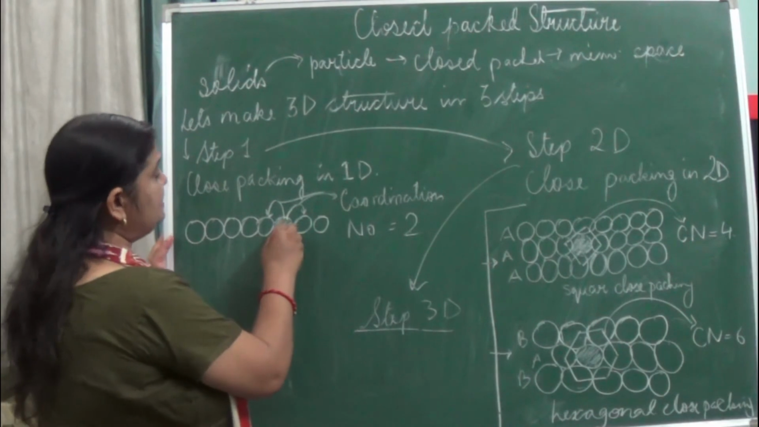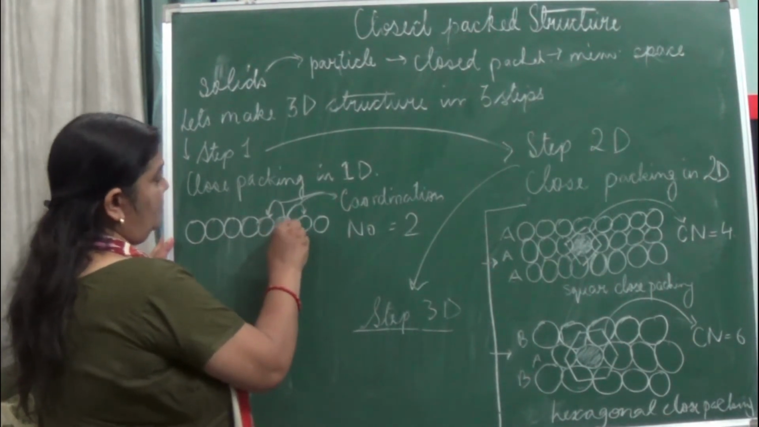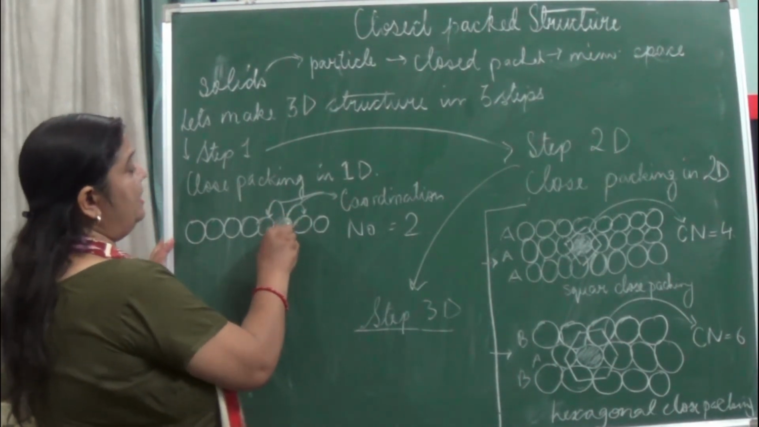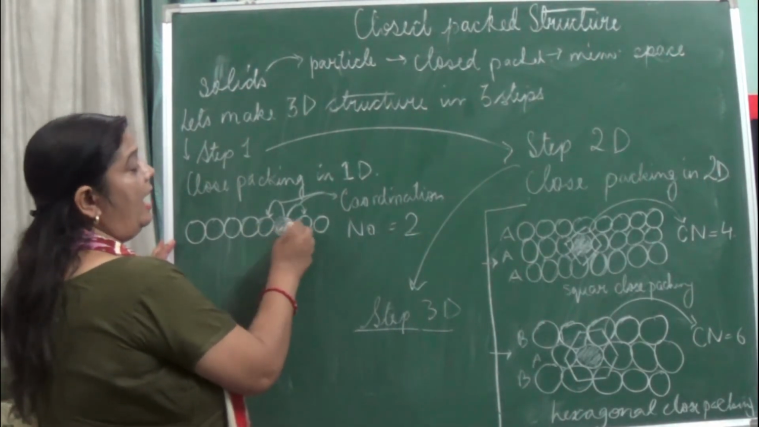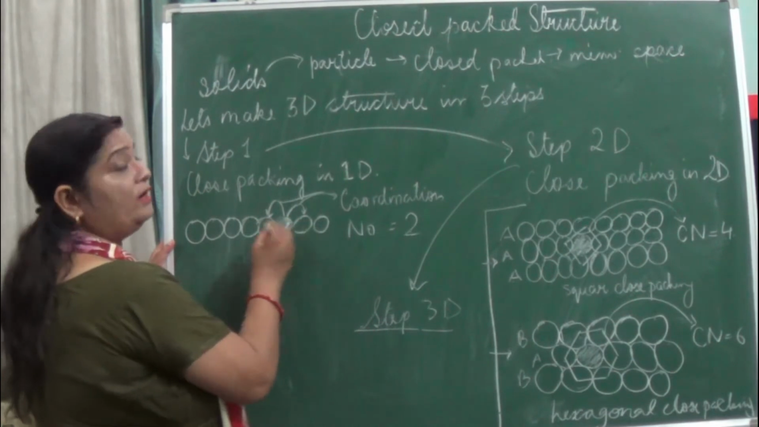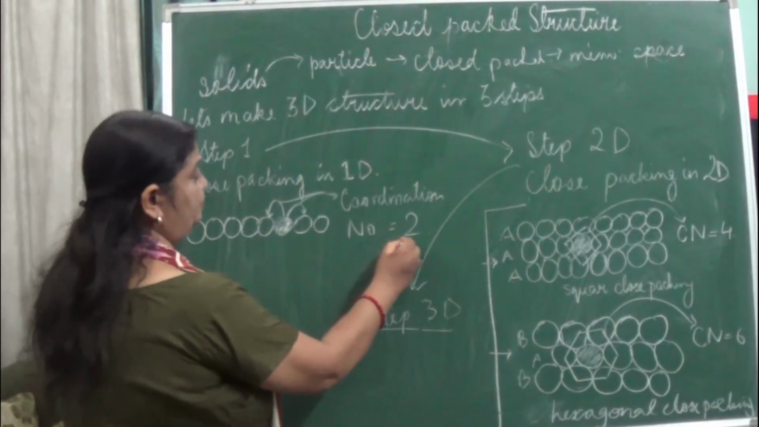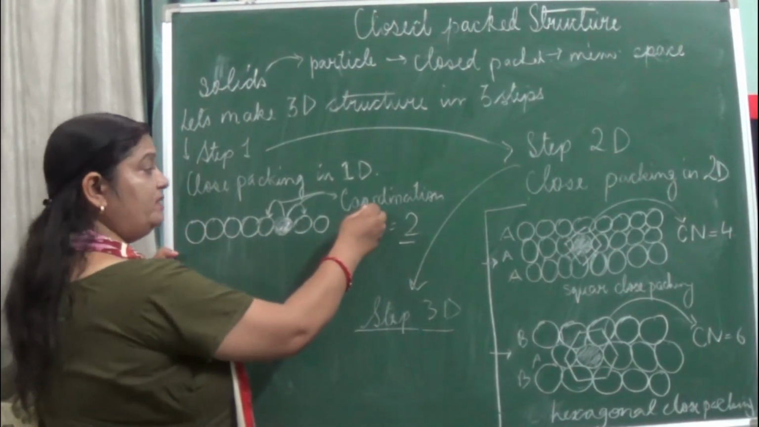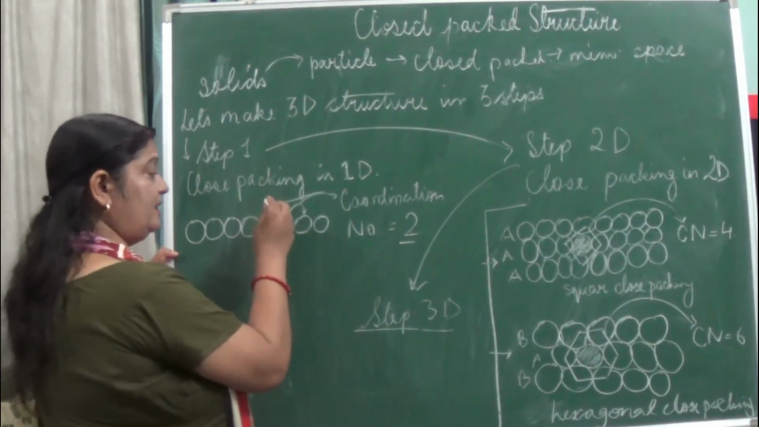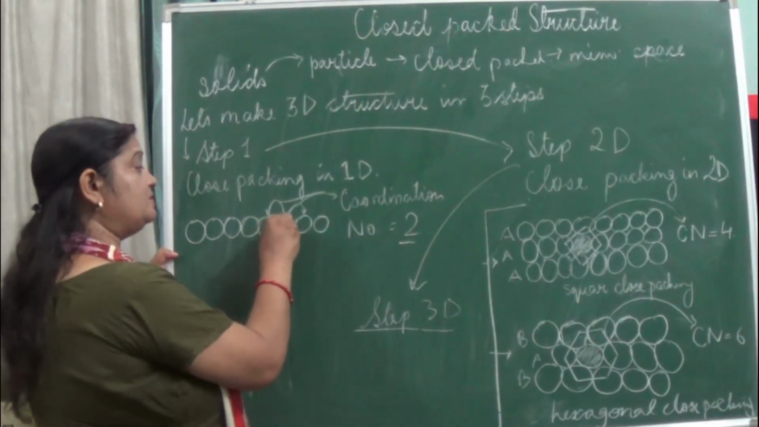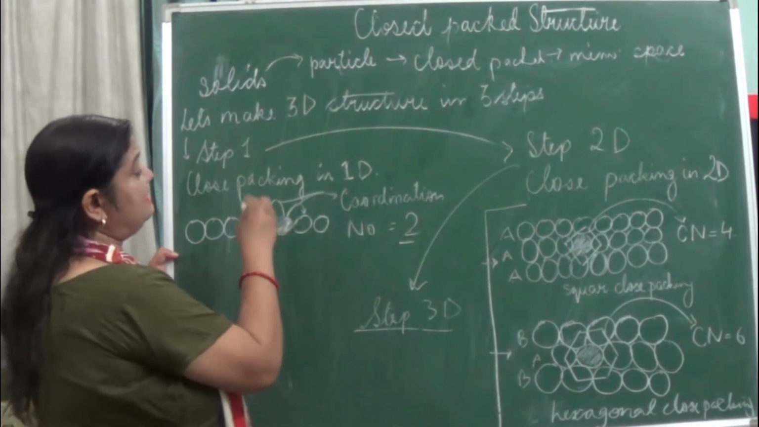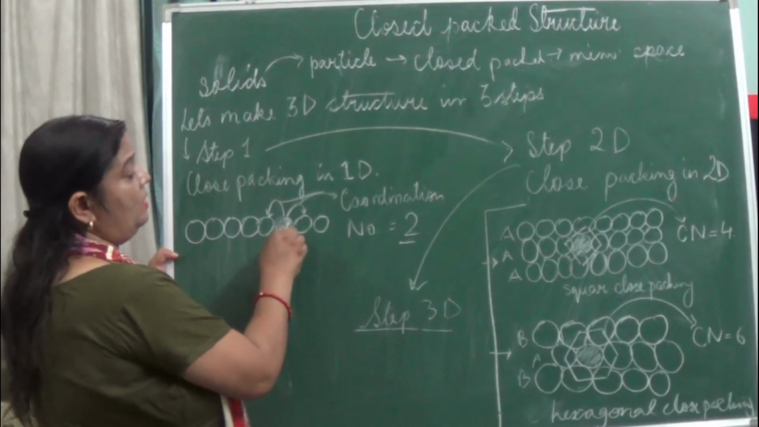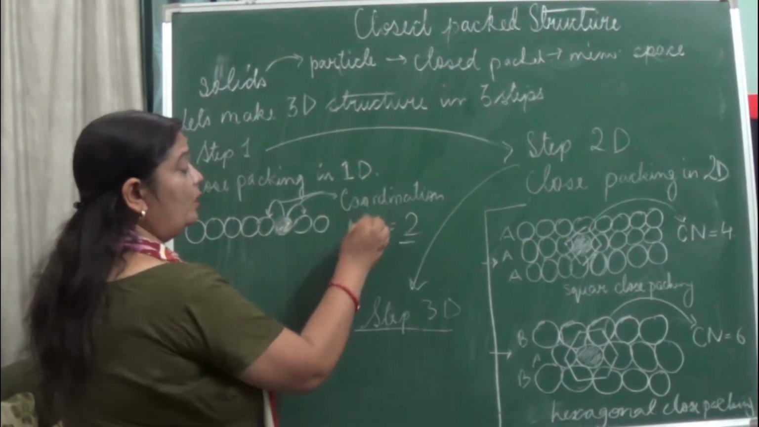Here you can see this atom is touching 2 other atoms, isn't it? And so here the coordination number becomes 2. So what is the coordination number? Coordination number is how many atoms an atom is surrounded by, or how many atoms it is touching. So that is the coordination number.